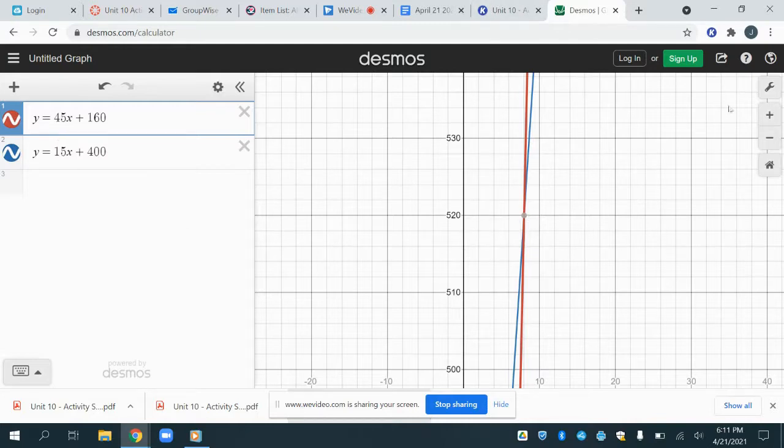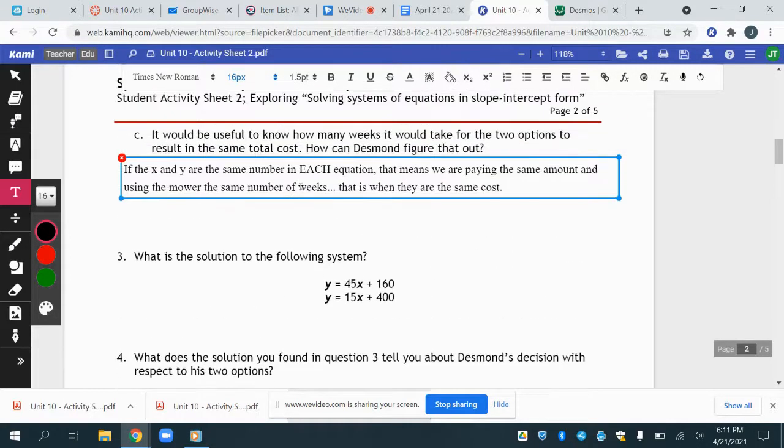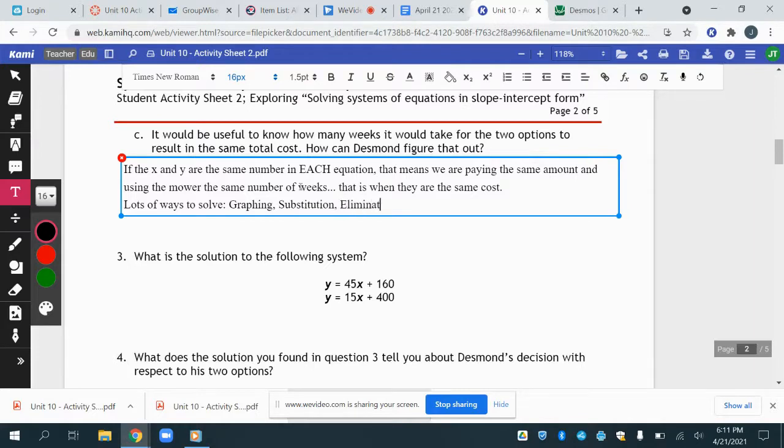So all I did was type them in and find where the lines cross. That's how we did it in the last assignment. There are other ways though. How would we find them? That's one thing we're going to talk about. Graphing is one. We learned substitution. We learned elimination is another way. Another way that they'll talk about is using a table.